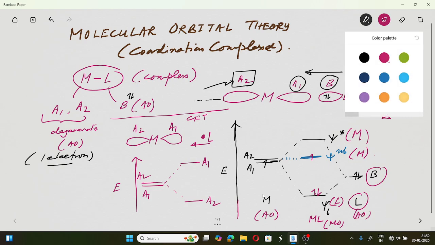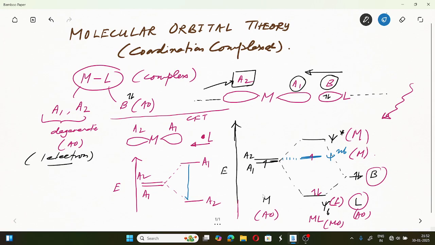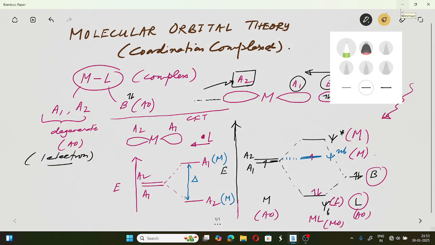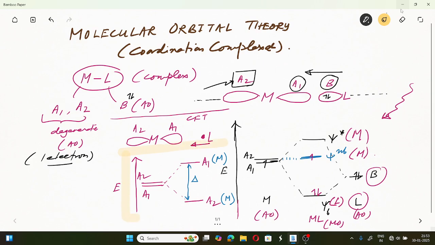And in crystal field theory, we say that this gap is delta, whether it is del O or del T. And these orbitals are the orbitals of the metal only, isn't it? So it is the energy gap between the orbitals of the metal. Now, if you compare these two figures carefully, this energy level diagram and this one, look carefully.